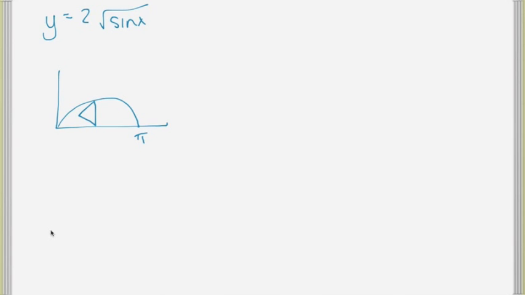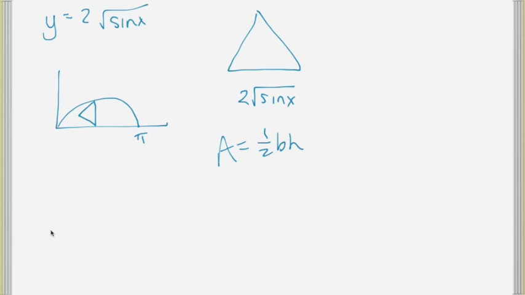So first step, draw your solid. Second step, draw a cross section. A cross section is going to be an equilateral triangle. One side of that equilateral triangle is going to be given by the function. We need area. Area of a triangle is 1/2 base times height. So our base is going to be 2 square roots of sine x. Our height, we don't know.